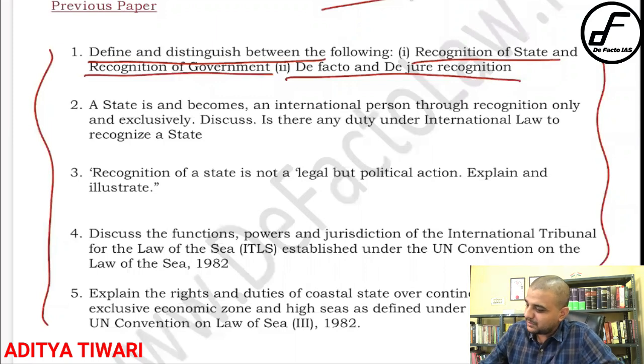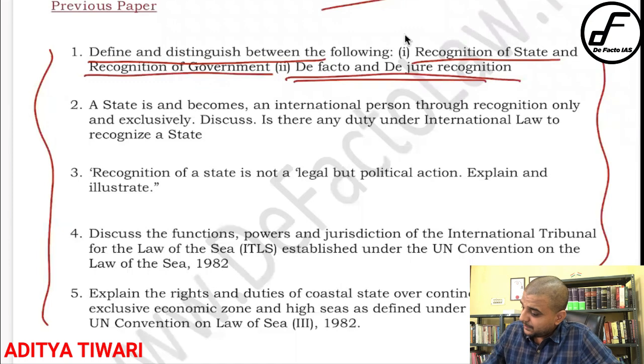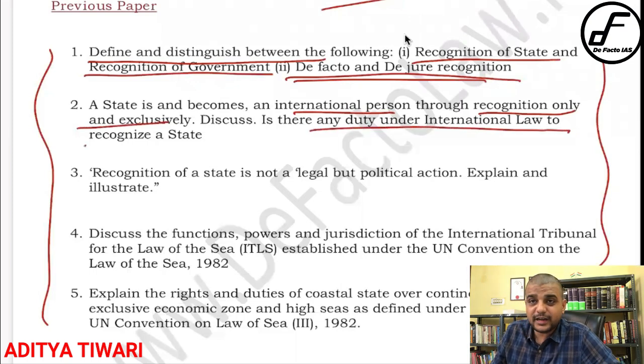This year also there was a question to differentiate between de facto and de jure, so that is very easy. Then: the state becomes an international person through recognition only and exclusively. Discuss, is there any duty under international law to recognize a particular state?